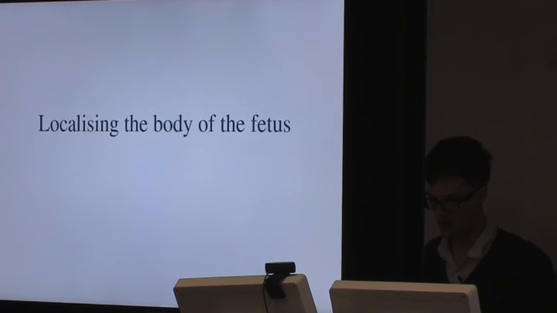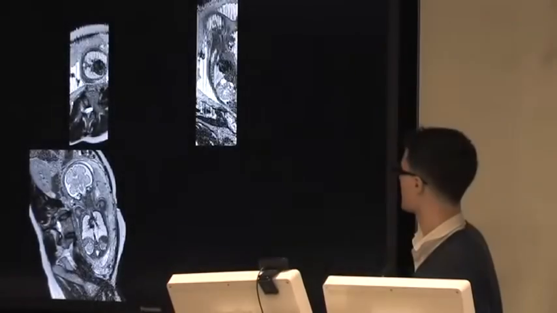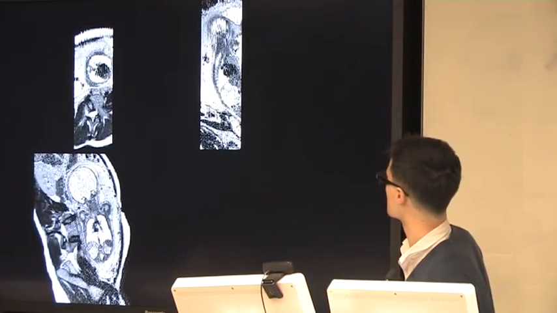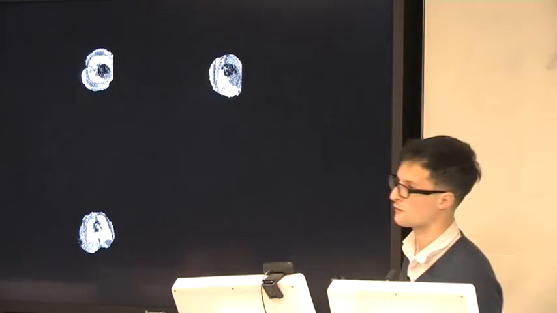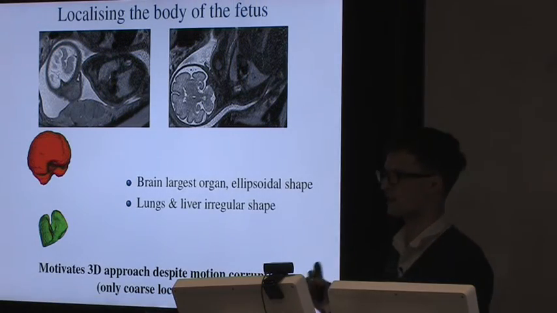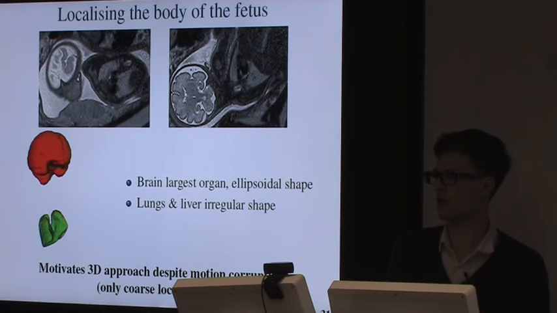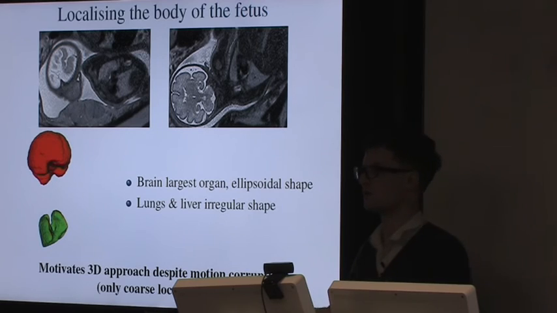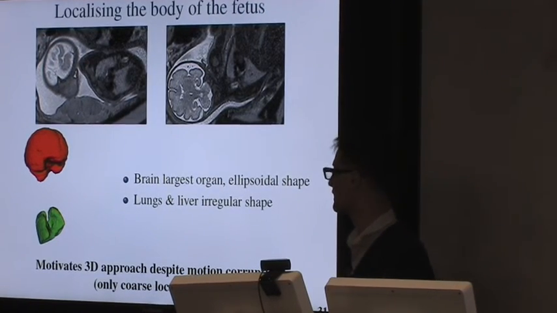So now I'll speak about the method I developed to find the body of the fetus. Again, to illustrate the problem, we've got our data, and we want to find where the body is. Localizing the body is a little bit trickier than finding the brain. And I can't just use the work I did on the brain, change the training data and apply the same method.